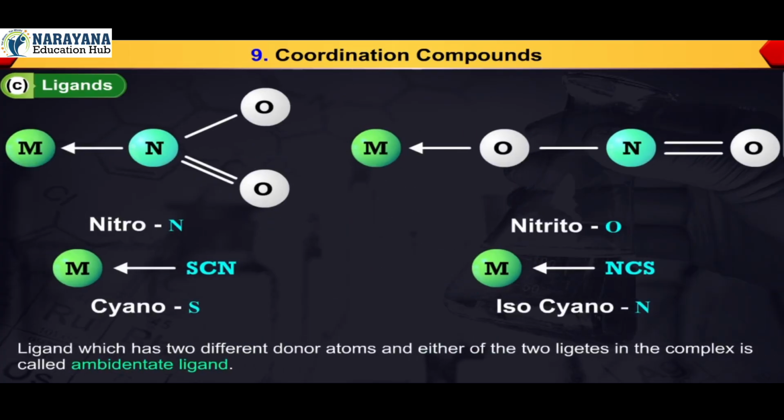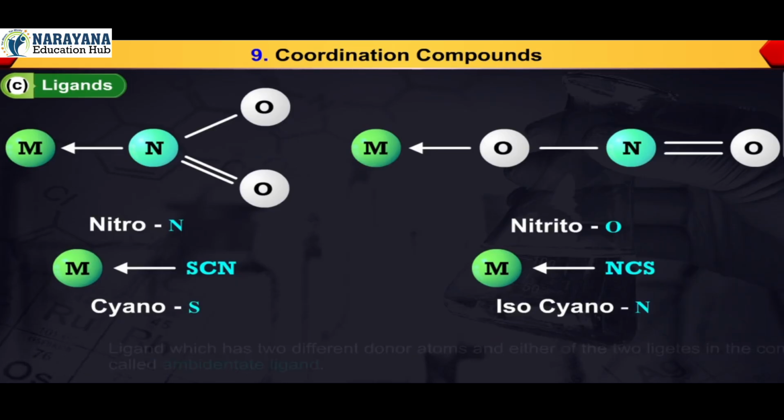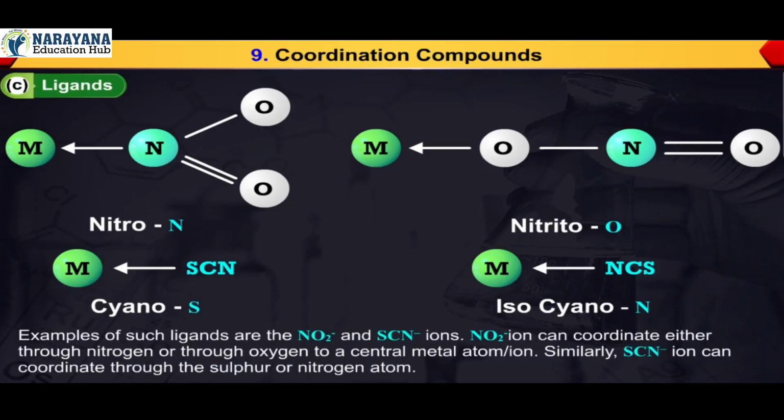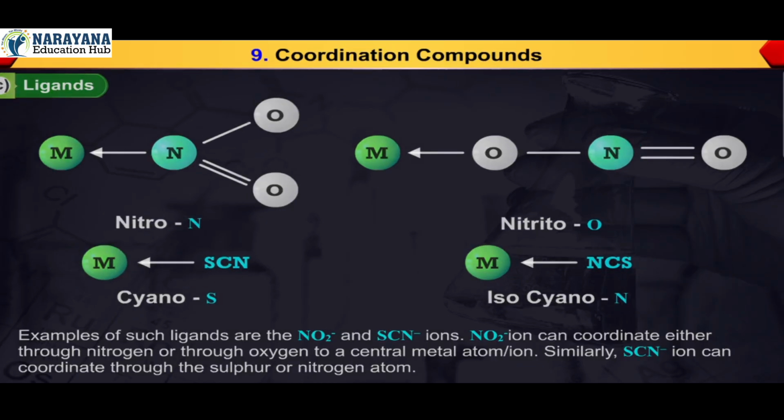A ligand which has 2 different donor atoms, either of which can bind in the complex, is called an ambidentate ligand. Examples of such ligands are the NO2- and SCN- ions. NO2- ion can coordinate either through nitrogen or through oxygen to a central metal atom or ion. Similarly, SCN- ion can coordinate through the sulfur or nitrogen atom.